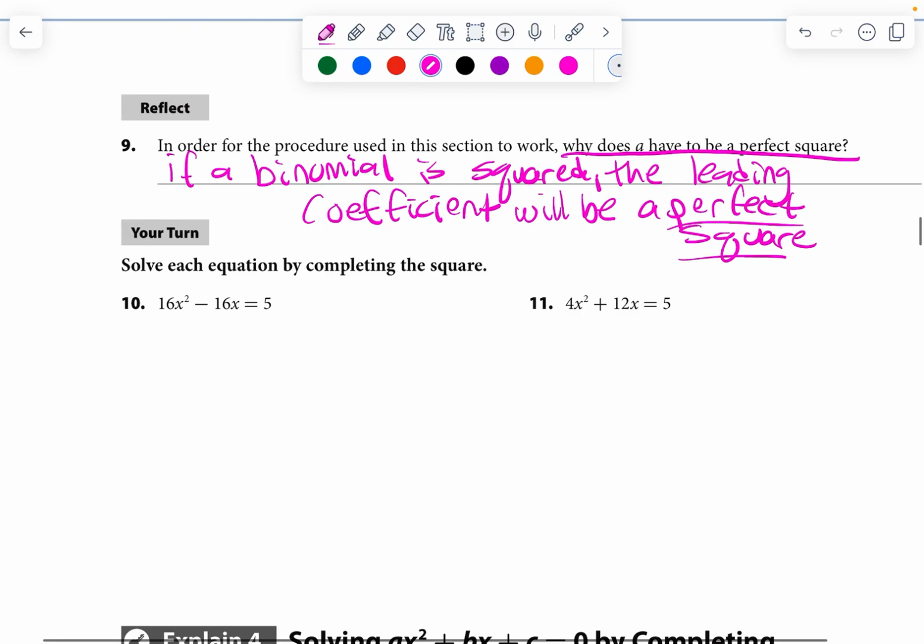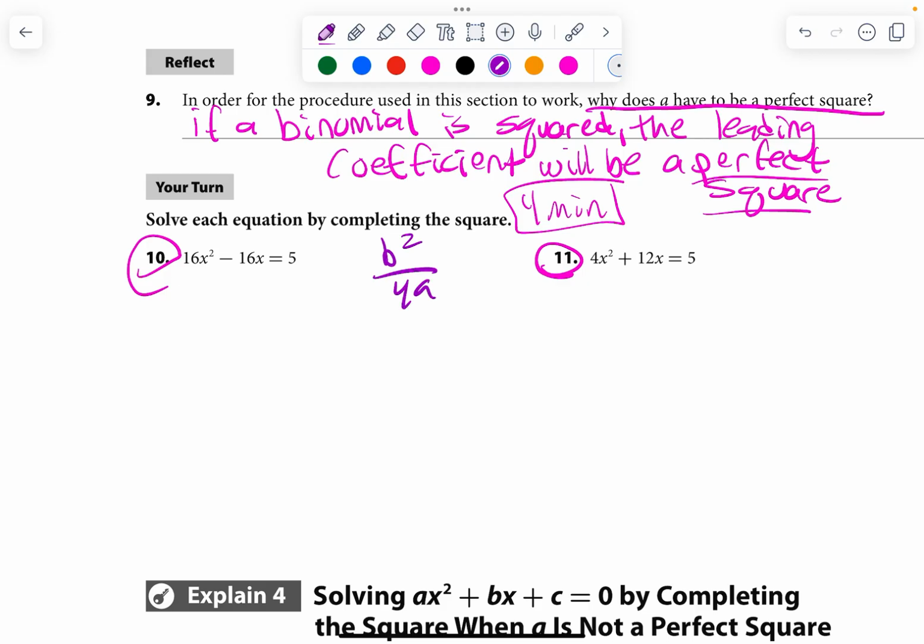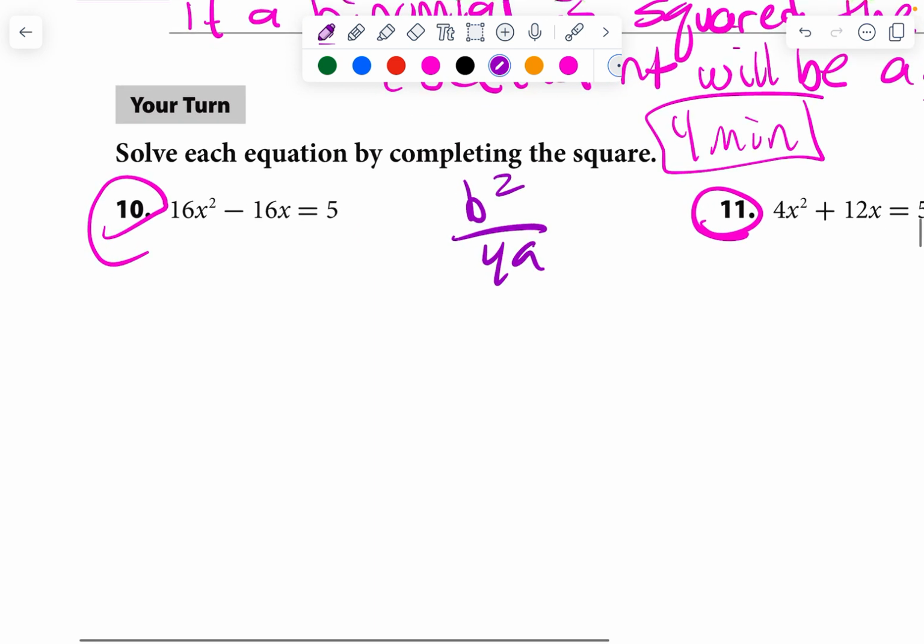All right, so I'm going to ask the sub to pause here and just give you guys about 4 minutes to think through how to do 10 and 11. Remember, you're using the formula b squared over 4a to complete the square, factor it down, and tell me the two answers. And then I'm going to go over it with you. So pause the video now.